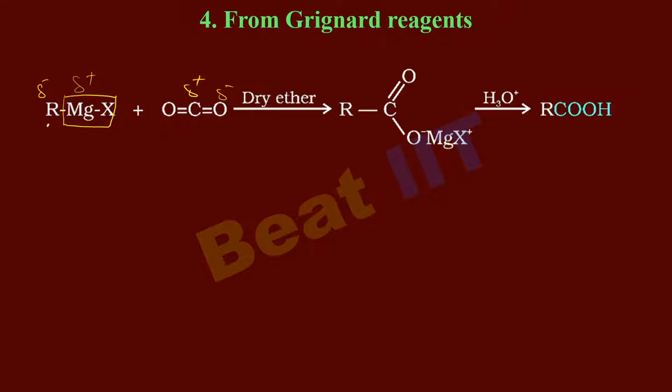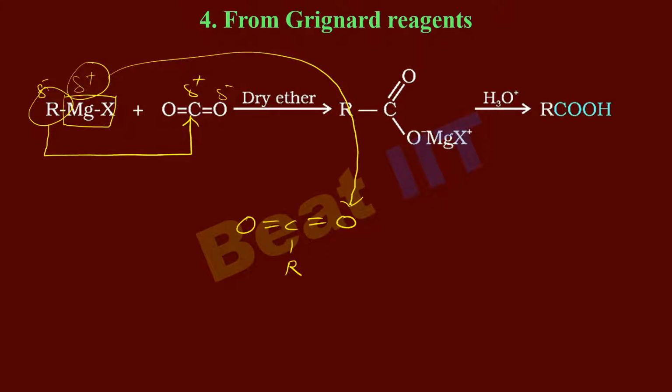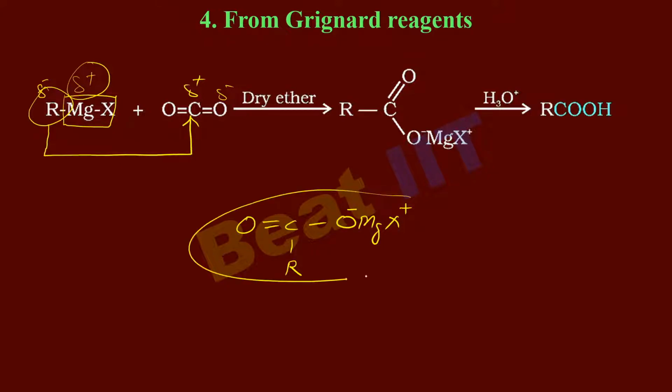In carbon dioxide, carbon is electropositive and oxygen is electronegative. So what happens? This electronegative part combines with the electropositive carbon. You have O double bond C, O. This R combines here, and then this electropositive part combines to the other oxygen. This bond breaks and you get OMgX. This is the ionic part, oxygen electronegative, MgX electropositive. This is the same compound, just written differently. On acidic hydrolysis, what happens? That OMgX group gets converted to an OH group.